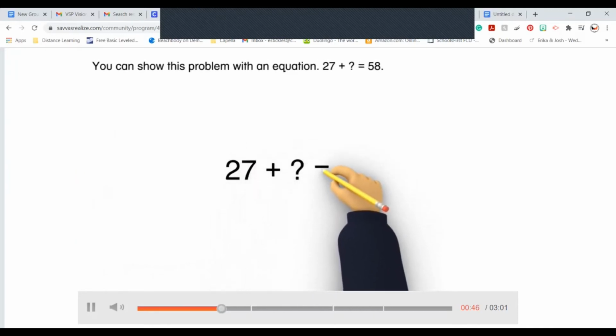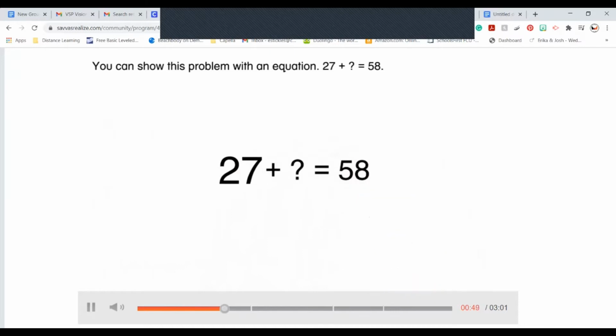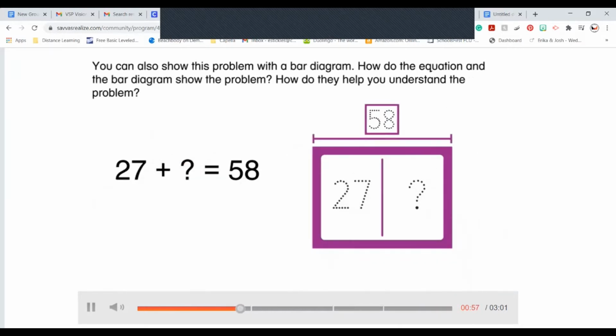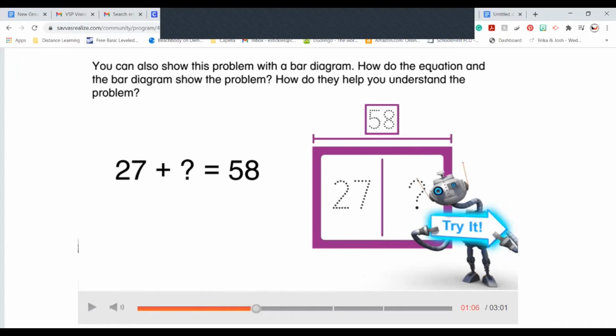You can show this problem with an equation. 27 plus blank equals 58. You can also show this problem with a bar diagram. How do the equation and the bar diagram show the problem? How do they help you understand the problem? Let's try it out.